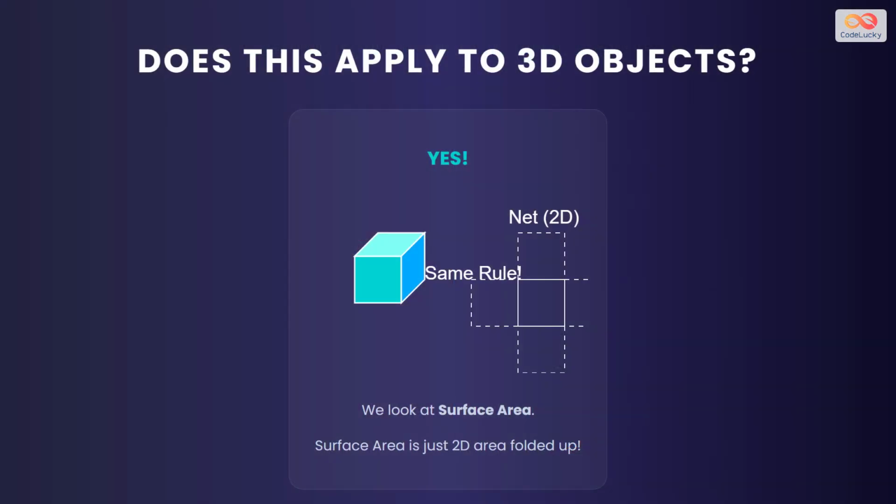You might be wondering, does this apply to 3-dimensional objects like cubes or spheres? The answer is a resounding yes. When we talk about the surface area of a 3D object, we are essentially talking about a 2-dimensional area wrapped around a shape. So the same rule applies.